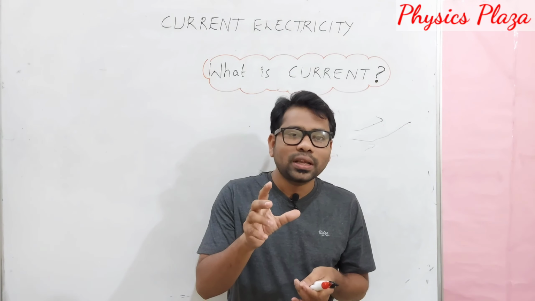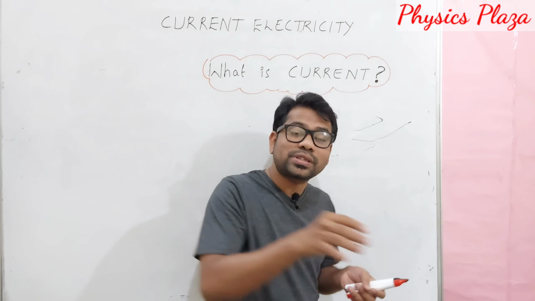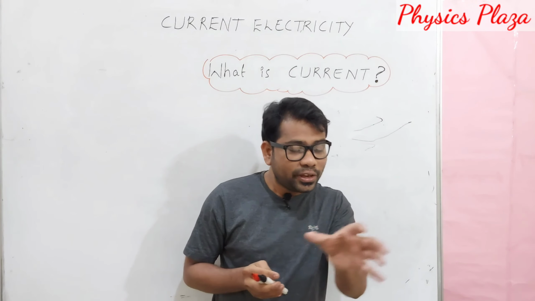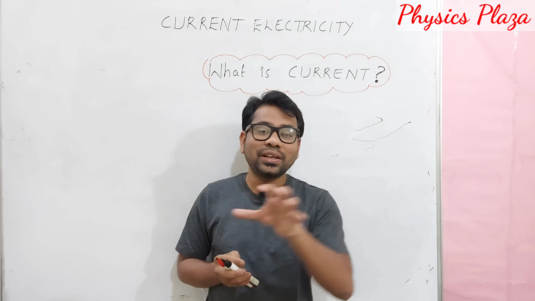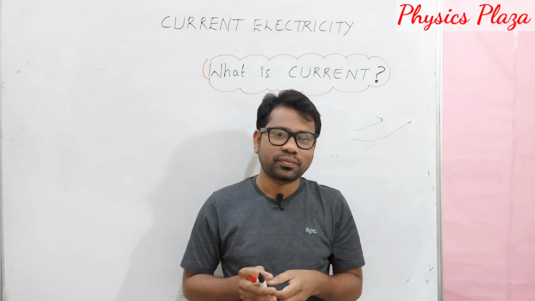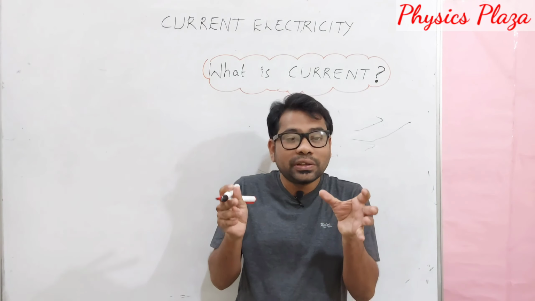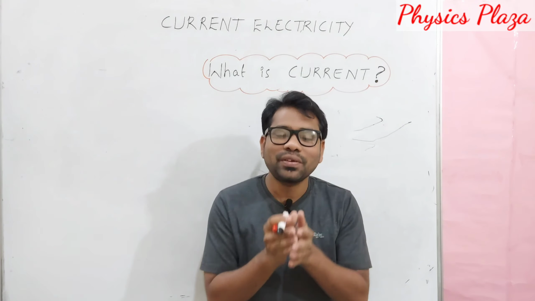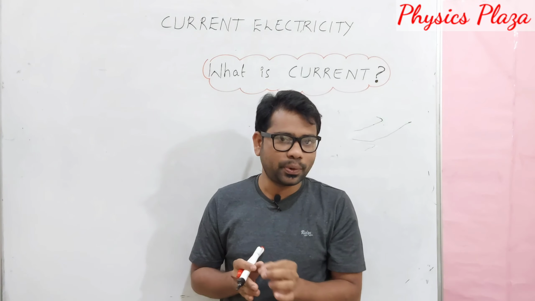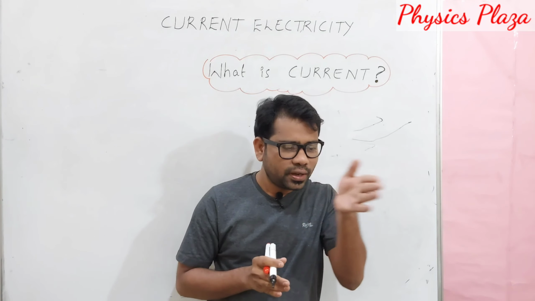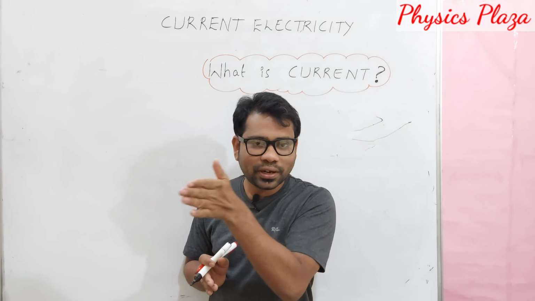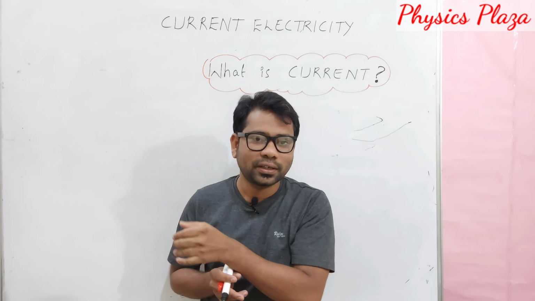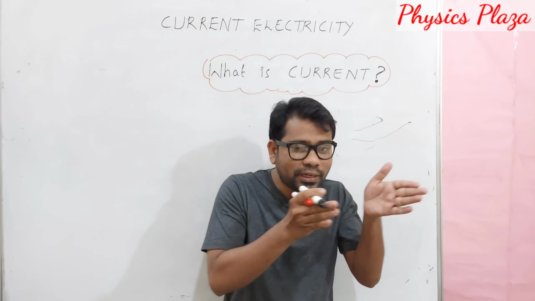So current means something which is in flow, something which is happening. It's very important. Suppose water is flowing, then we can say it's a water current. When two bodies with different temperatures are brought in contact, heat will flow, and we call it a heat current. If air is flowing, we call it an air current. If water is flowing, we call it a water current. If heat is flowing, we call it a heat current.